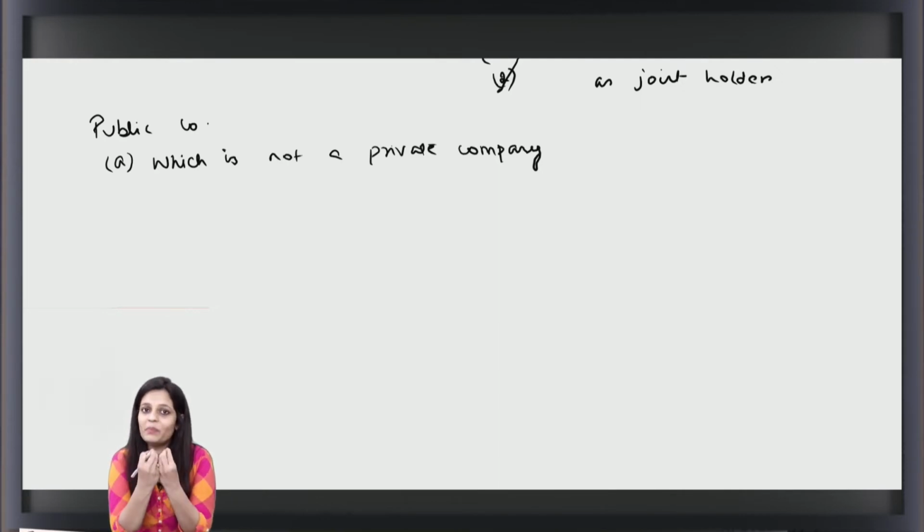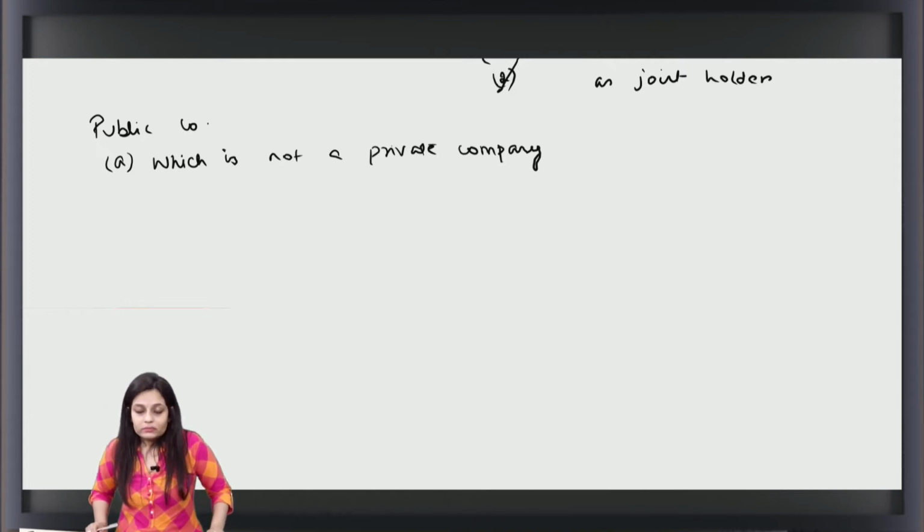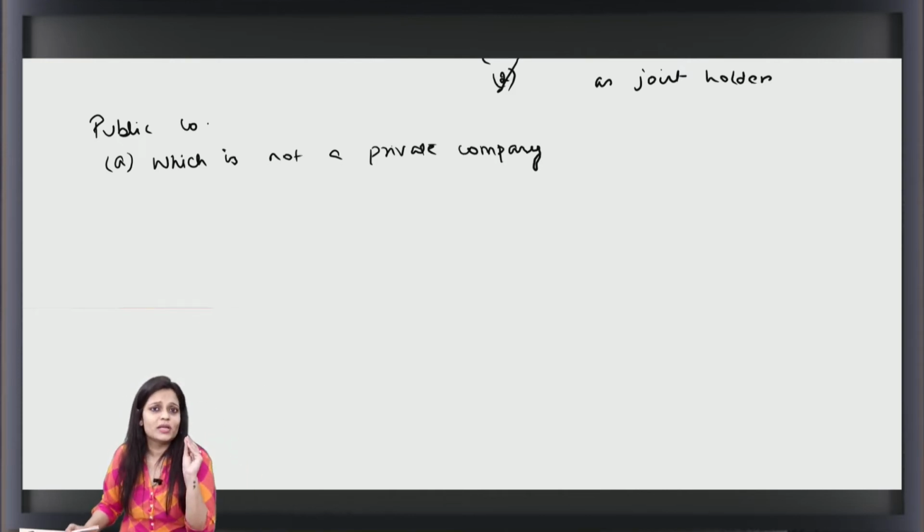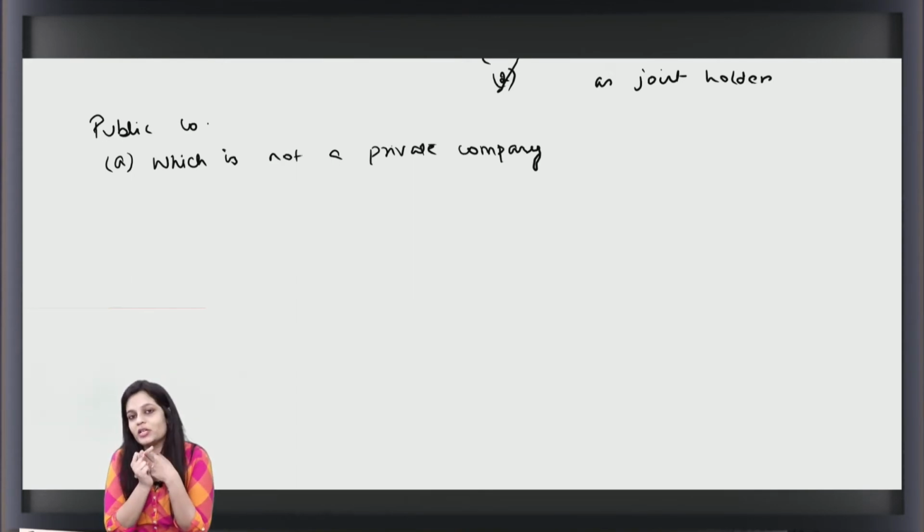If I put it in simple terms, which is not a private company, that means what? It clearly means one thing: it should not have those restrictions in its articles. A private company should have those restrictions. If it has restrictions, it's a private company. But when it's a public company, there are no restrictions. It can have an infinite number of members, the shares are freely transferable, and it can issue securities to the public. So when there are no such restrictions, it's automatically a public company.